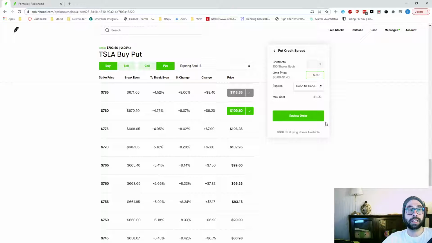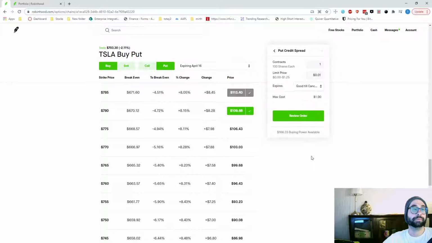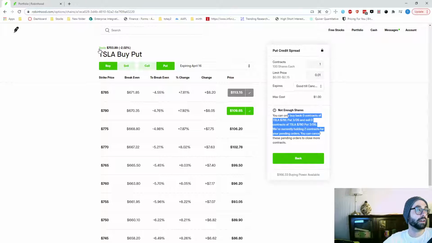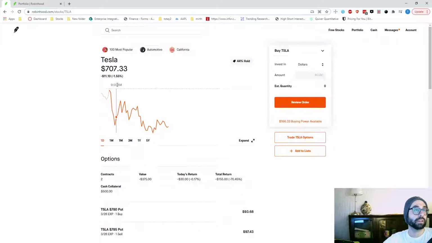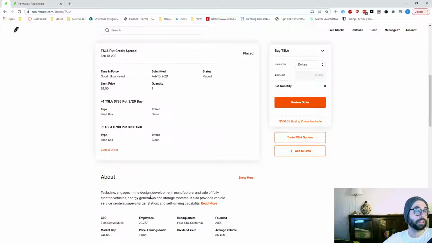So let's go ahead and put in $1, and it should ask me if it wants to be a debit or a credit. Let's try this again. Oh, yes, good point. Okay, I have the pending order, so I'm going to have to redo this. Let's go down to this one here and hit cancel.